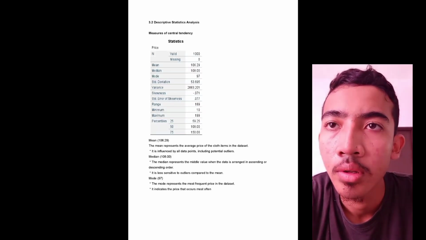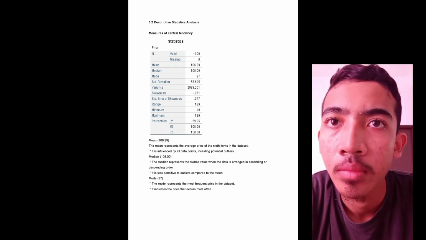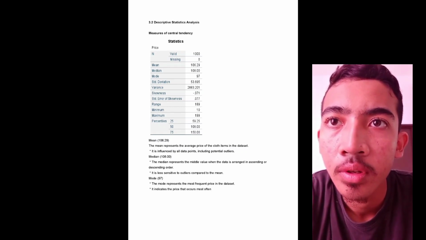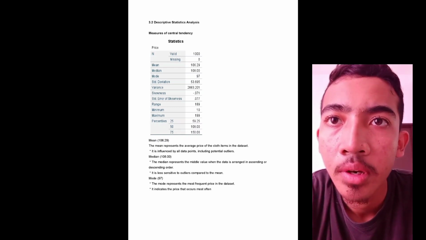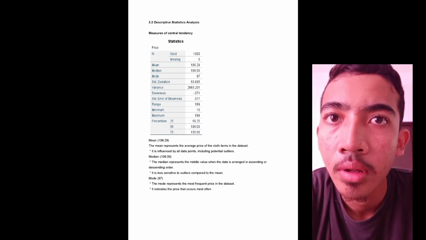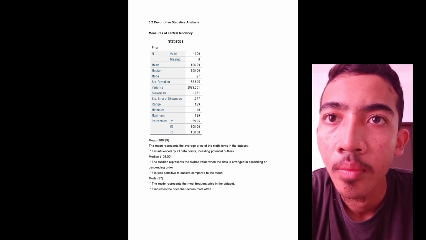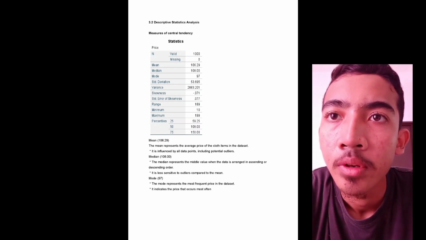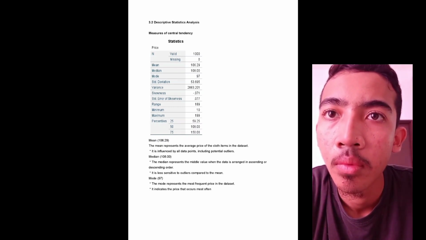Mean, 106.29. The mean represents the average price of the clothing items in the dataset. It is influenced by all data points, including potential outliers. Median, 108. The median represents the middle value when the data is arranged in ascending or descending order. It is less sensitive to outliers compared to the mean. Mode. The mode represents the most frequent price in the dataset. It indicates the price that occurs most often.